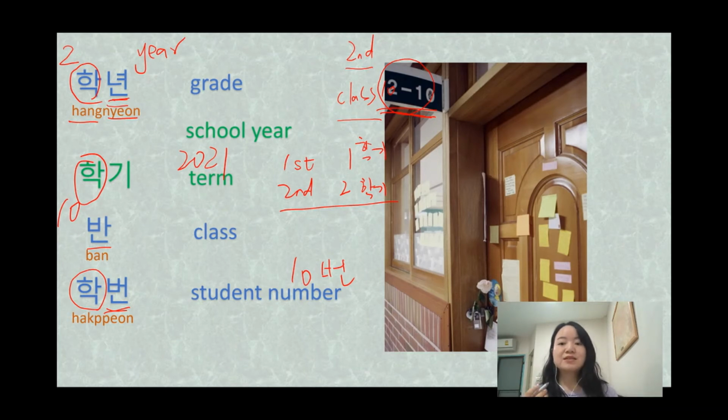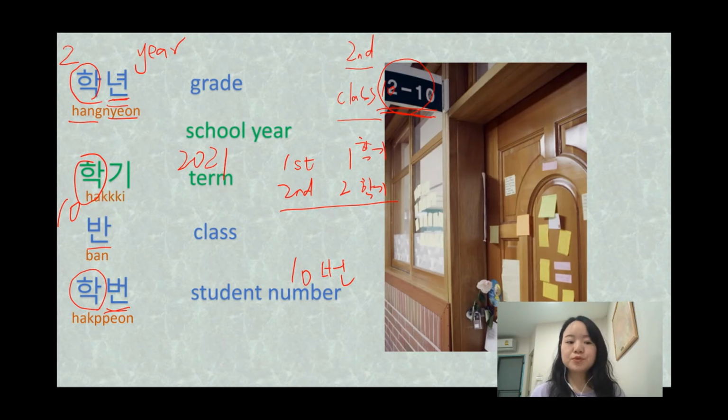So that's the numbers we're gonna use in school. One more time. Grade, 학년. Okay, class, 반. Okay, student number, 학번. Or if we want to use the year and the term, we can use 학년 and 학기.